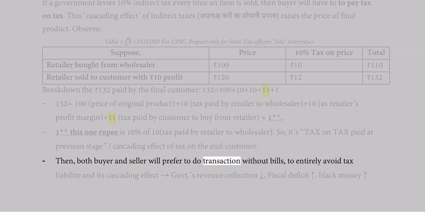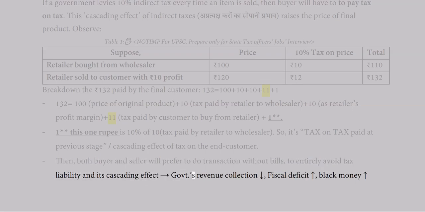Then, both buyer and seller will prefer to do transactions without bills to entirely avoid tax liability and its cascading effect. Government loses revenue collection, fiscal deficit, black money.